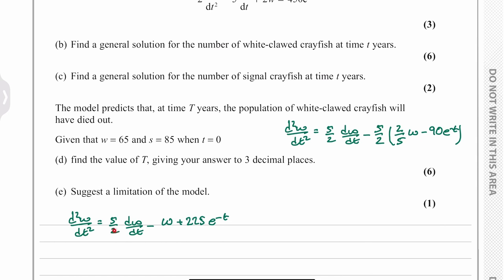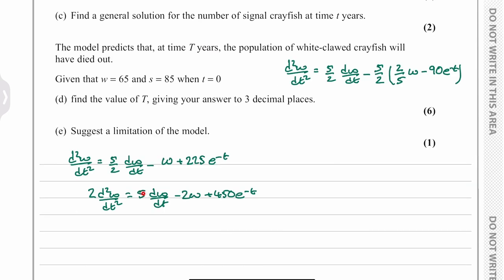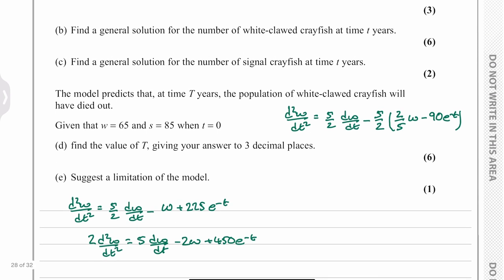So now we'll multiply everything by this 2. And then we'll move a 5 dw by dt and a negative 2w to the right-hand side. And that will give us what we have here. Okay, so that's part A. Part B. Find the general solution for the number of white-clawed crayfish at time t years.